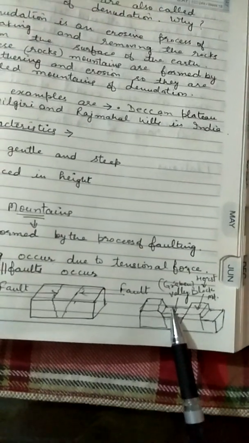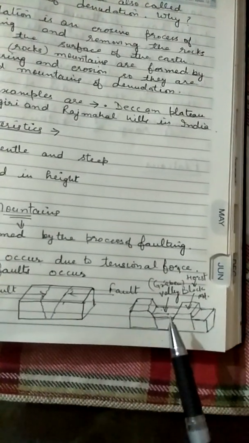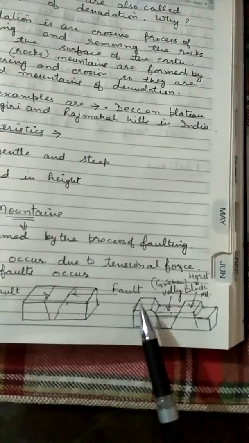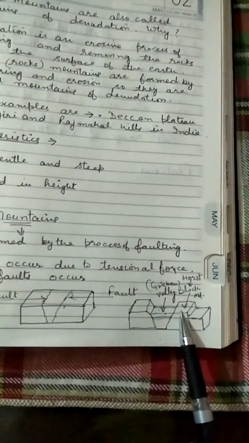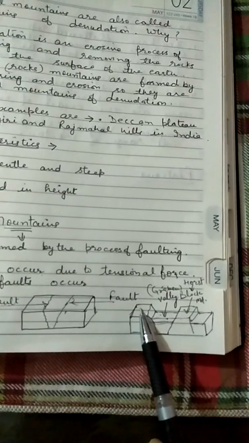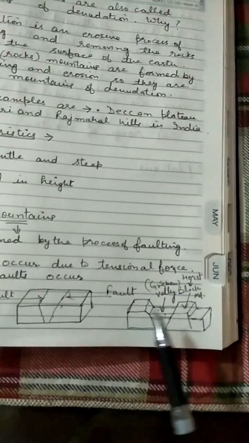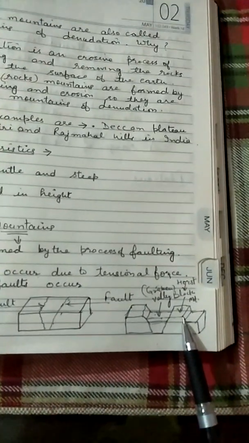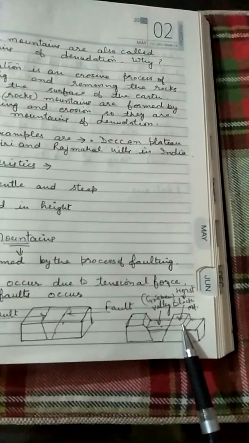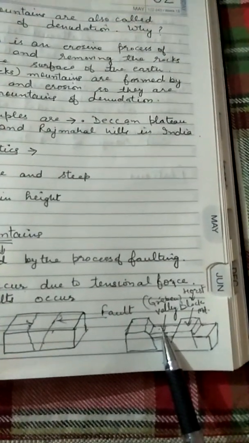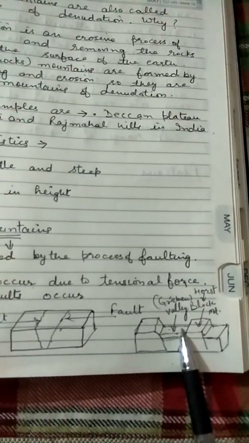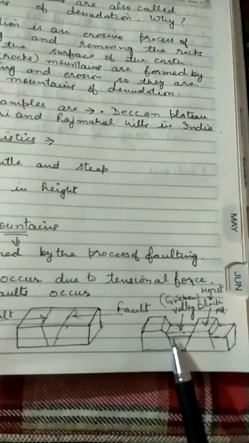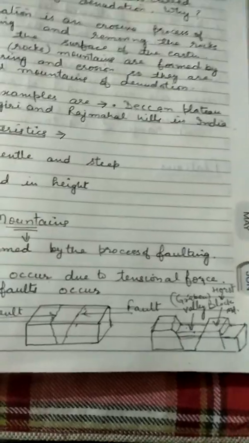This middle portion will subside, and you can see these sides we have raised parts. This is known as block mountain, or it is known as horst, H-O-R-S-T, horst. And this subsided part it turns into a valley. Valley is known as graben. For example, Rift Valley.